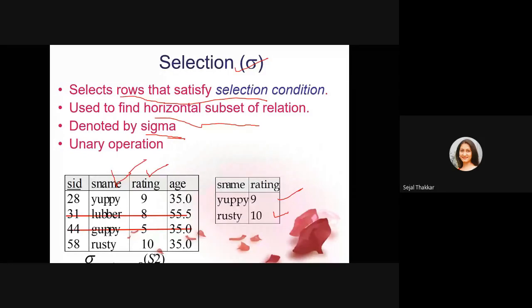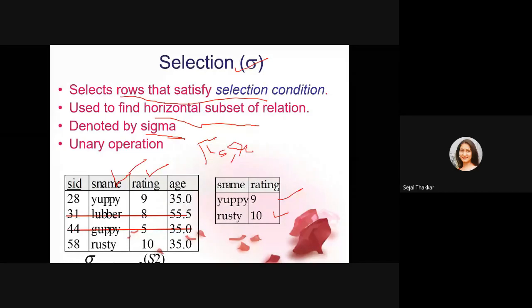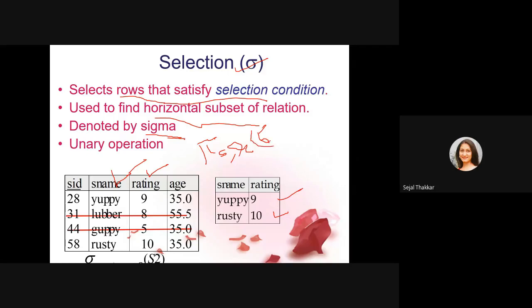So what I have to write down, first pi (project) SNAME, comma, you have to write down full name. I'm not comfortable with this annotation, that's why I'm writing one character. SNAME, comma, rating. But which rating you want to select? So you have to apply sigma. Sigma rating greater than 8 from table S2. So your query will look like this.